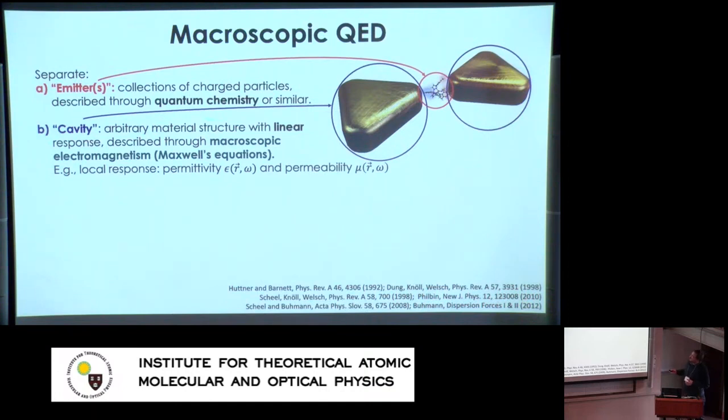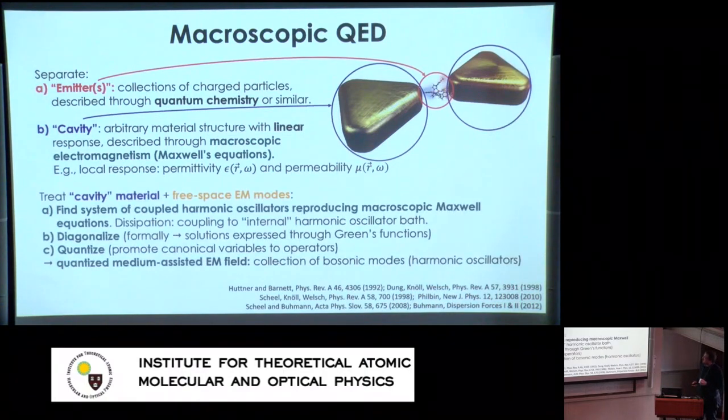So that means I can describe that system through macroscopic electromagnetism, Maxwell's equations, for example. If I make the local approximation, which I don't really need to do, but I can, it's fully described by the permeability and permittivity of the material. And what I do then is to set up a system of coupled harmonic oscillators. I know my system is linear. I know harmonic oscillators are linear. I just need to find a collection of harmonic oscillators that reproduce Maxwell's equations. And then I can quantize it. That's basically the whole idea.